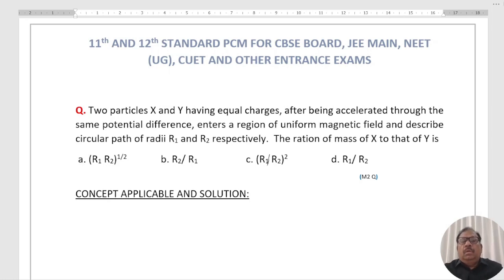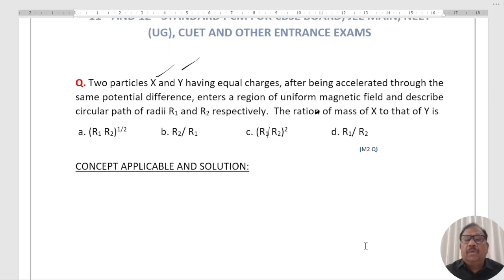Question is, two particles X and Y having equal charges, after being accelerated through the same potential difference, enter a region of uniform magnetic field and describe circular paths of radii R1 and R2 respectively. Ratio of masses of X to that of Y is. Four options are given, one of the options is correct.